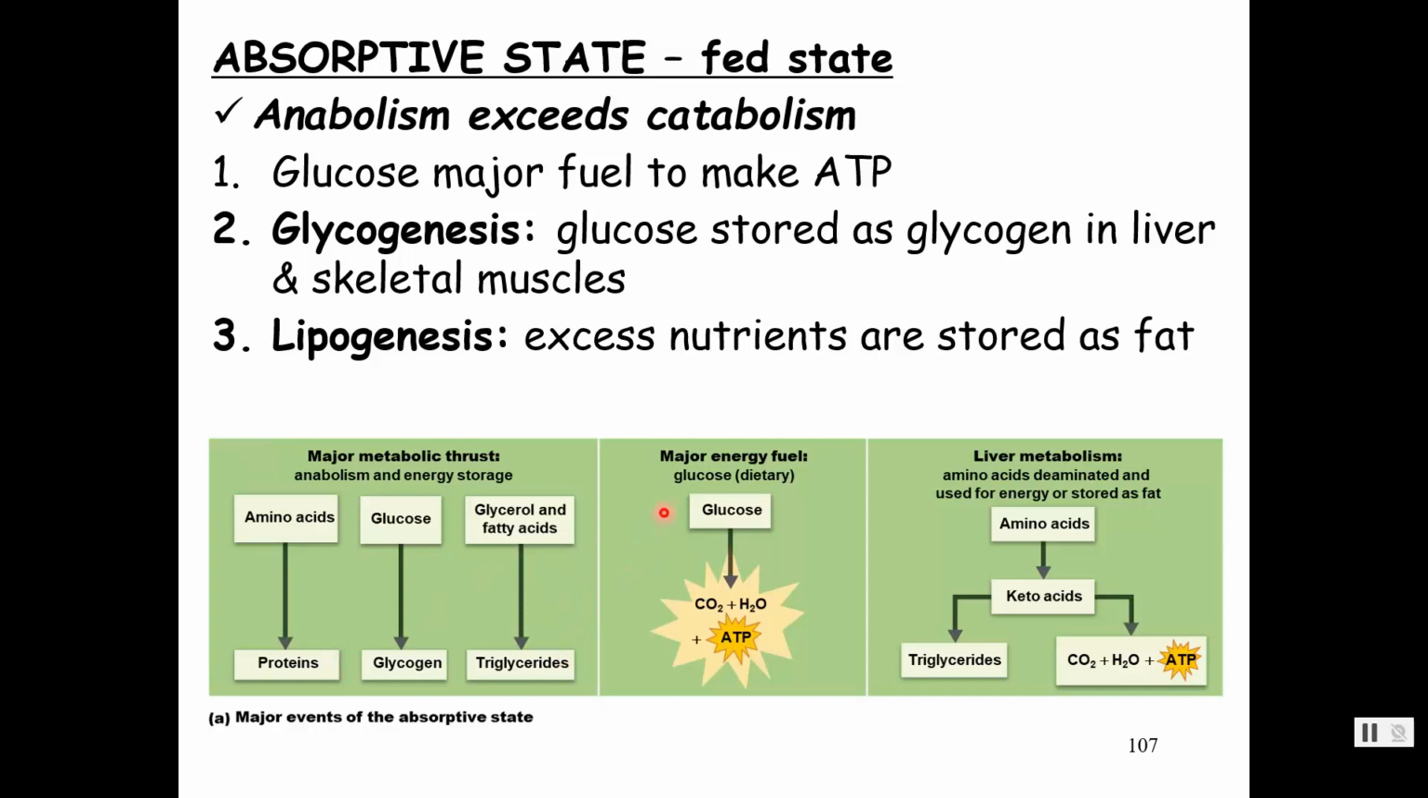The major fuel that's going to be used is going to be dietary glucose. So we're going to go ahead and catabolize glucose through cellular respiration, get our ATP and our waste products, carbon dioxide and water. The liver, what it's going to do, amino acids are going to be deaminated, used for energy, and stored as fat. So once that amino acid pool is full and cells have taken up their amino acids, anything left over is going to be either burned for ATP if there wasn't enough carbohydrate, or stored as fat. And so these are the major events of the absorptive or fed state.